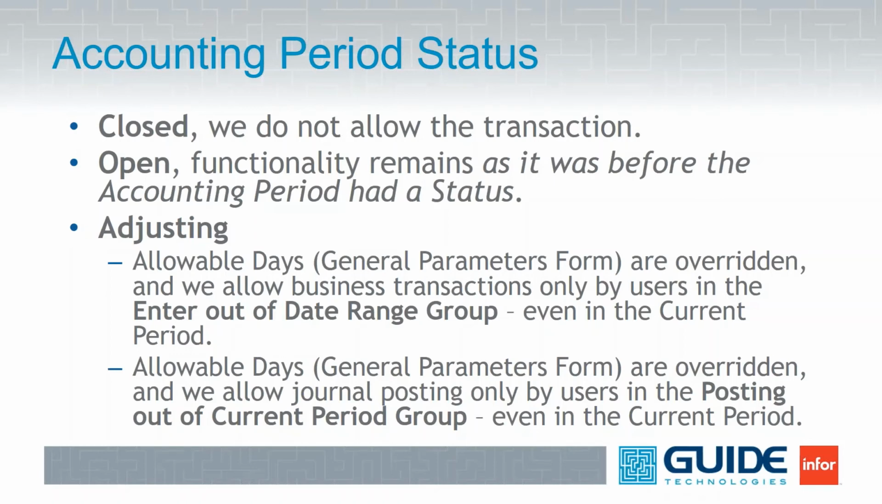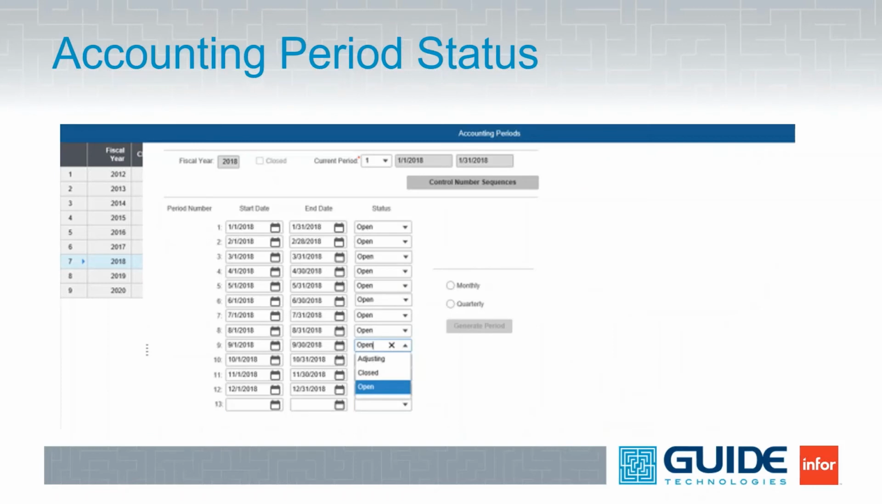If it's set to an adjusting status, then that means the allowable days from the general parameters form are overridden, and business transactions are allowed only by users that have enter out of date range group on their user profile, even in the current period. So that's a little bit of a change. And the allowable days general parameters form are also overridden, and we allow only journal posting by those users that have posting out of current period group on their user profile, again, even in the current period. Allows you to be a little bit more restrictive.